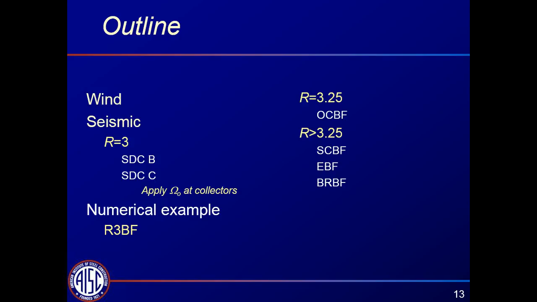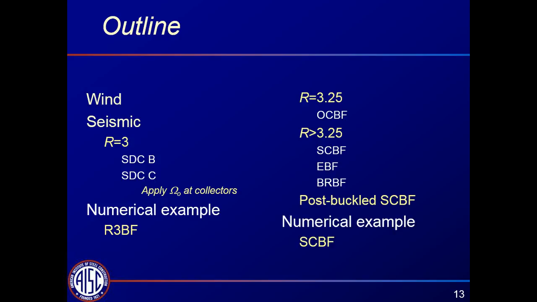And then for the special case of the special concentrically braced frame, we have to consider what happens after the brace buckles. That's the most complicated system, because we have both before buckling and after buckling, and we'll do a numerical example of that most complicated system. And hopefully at the end, at least you'll understand this method. Maybe you'll have your own method that you prefer, but at least I hope you'll be able to see if your own method adequately addresses the different possible combinations of diaphragm forces and brace forces.